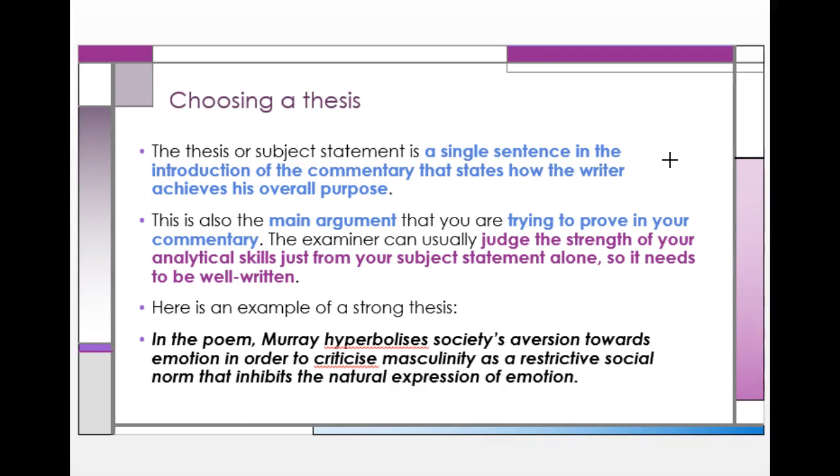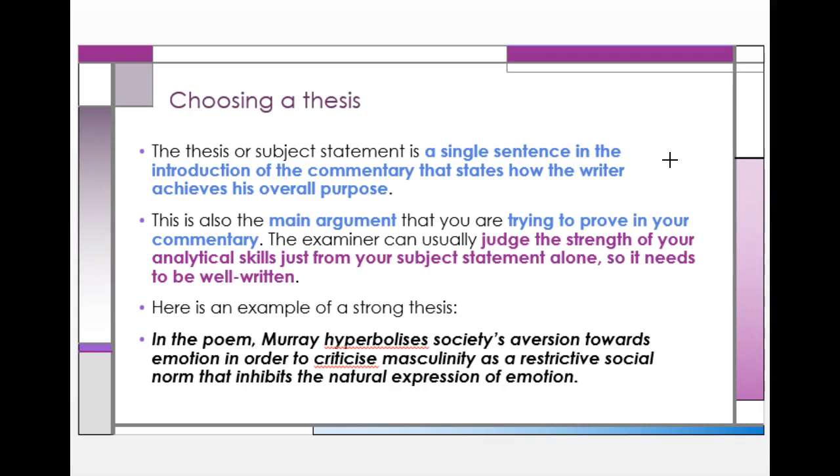Okay? And here's an example of a thesis statement, and I know this is a really good one. It's very intense. It says, in the poem Murray, the poet hyperbolizes society's aversion towards emotion in order to criticize masculinity as a restrictive social norm that inhibits the natural expression of emotion. Okay. So in the poem Murray, the poem hyperbolizes society's aversion towards emotion in order to criticize masculinity as a restrictive social norm that inhibits the natural expression of emotion.